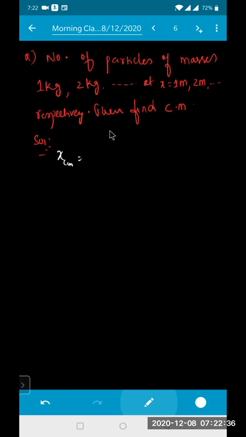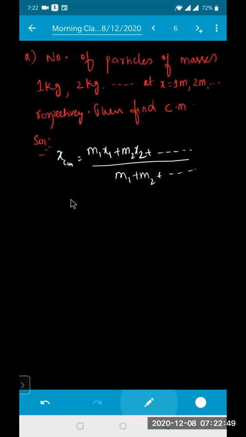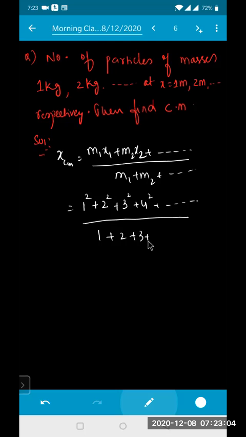That will be 1 into 1, 1 square. M1 x1 plus M2 x2 plus so on, divided by M1 plus M2 plus so on. So this will become 1 square plus 2 square plus 3 square plus 4 square and so on up to infinity, divided by M1 plus M2, that is 1 plus 2 plus 3 plus 4 and so on up to infinity.